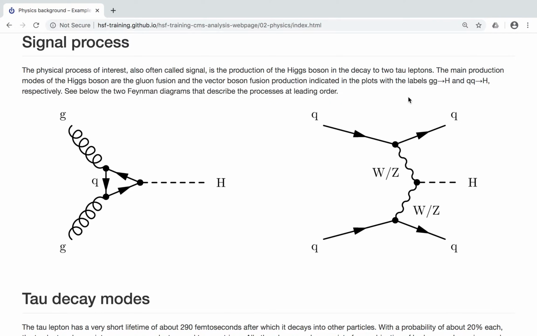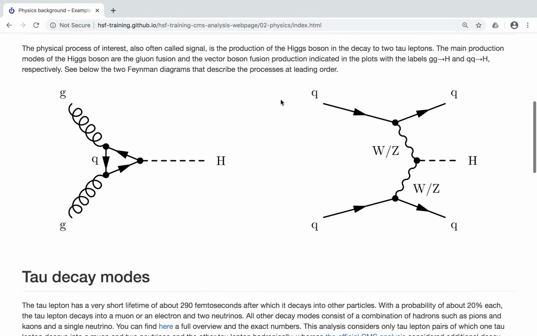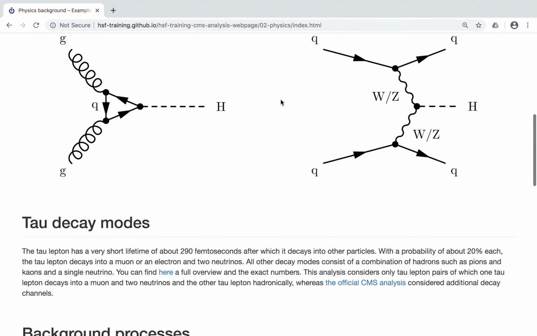So we're going to have different samples present in our data. We should have a sample present for GGH and a QQH sample. And these are the leading order Feynman diagrams.